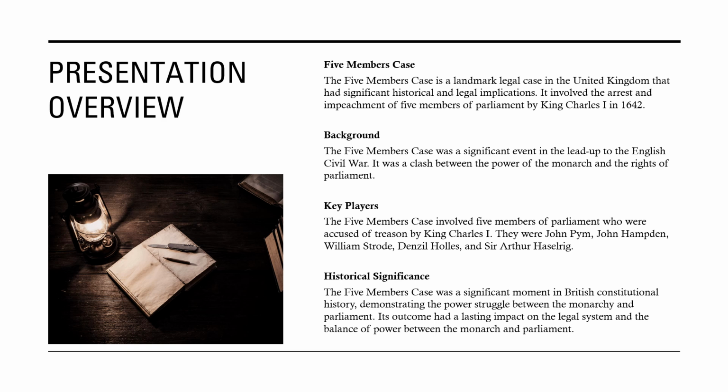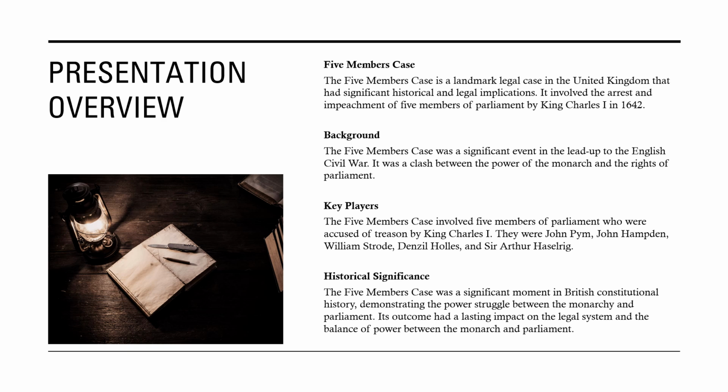Key players: the Five Members Case involved five members of Parliament who were accused of treason by King Charles I. They were John Pine, John Hampden, William Strode, Denzil Hollis, and Sir Arthur Castlereagh.